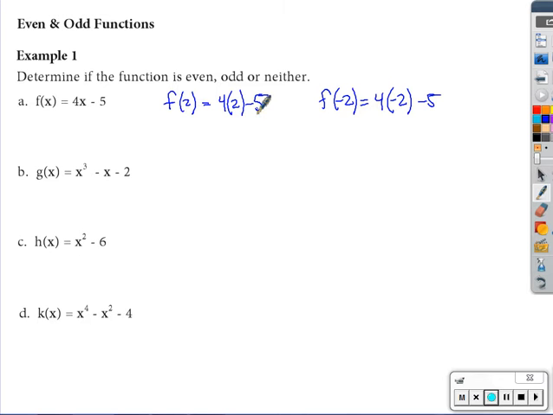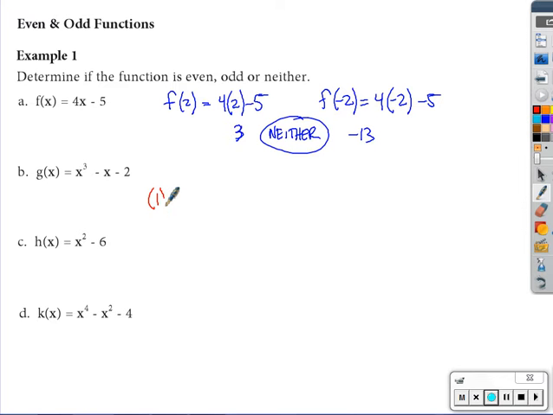So 8 minus 5 is 3, and negative 8 minus 5 is negative 13. These two numbers are not equal. They are not opposites. Therefore, this function is neither even nor odd. Next example. You don't have to pick 2 and negative 2. You could pick 21 and negative 21, trying to keep it easy. You could pick 1 and negative 1.